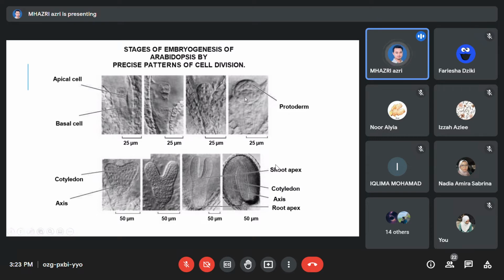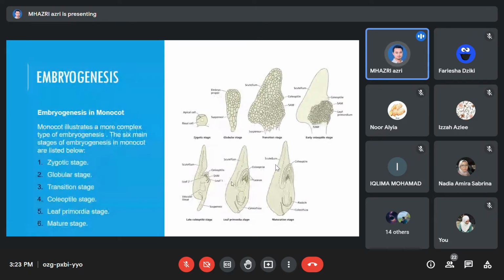That is the protoderm, the outer part, and then it will further grow at its apical end and form the cotyledon. It will form heart shapes, torpedo shapes, and then this one is the mature stage. If you look at this side, this is the seed coat. And then this one is the seed and also the cotyledon. So that's the embryogenesis for dicots.